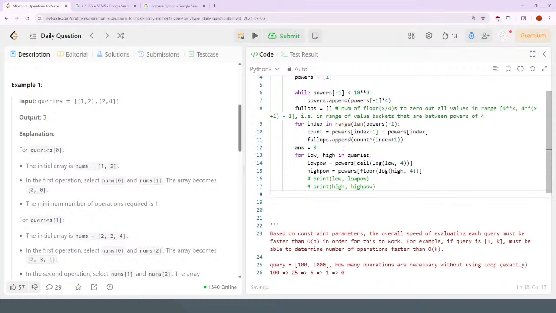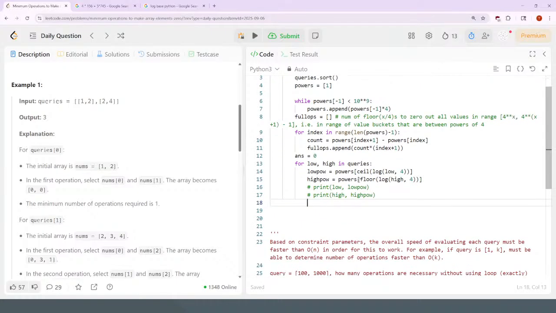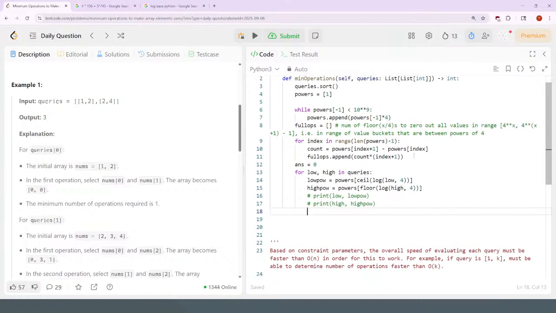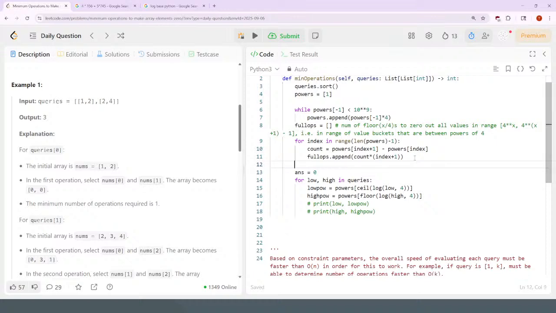So for each low and high power in the queries, this feels like it could be further optimized. I don't want to do a summation of every bucket that's full between the low and high. So I think I want to use a prefix sum here as well, to quickly sum the values of buckets. So I'll do a prefix sum of a full ops array.